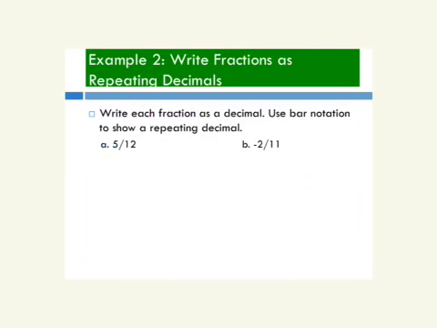Okay, so in this example 2, we're going to write fractions as repeating decimals. So we're going to see 2 problems, A and B, and in each we're going to write the fraction as a decimal. Now to do it completely, we're going to use bar notation to show where the repeating decimal takes place. So pause right now because I am going to show you the answers in a few seconds.